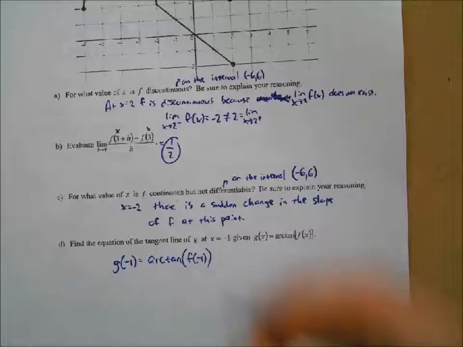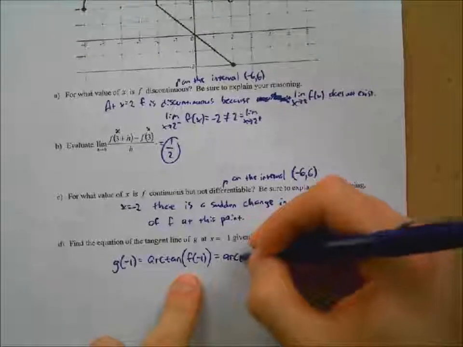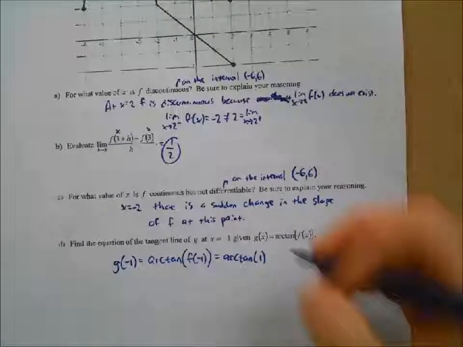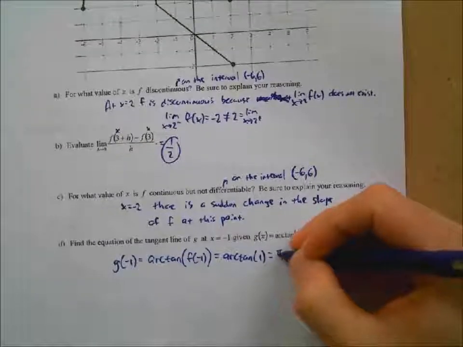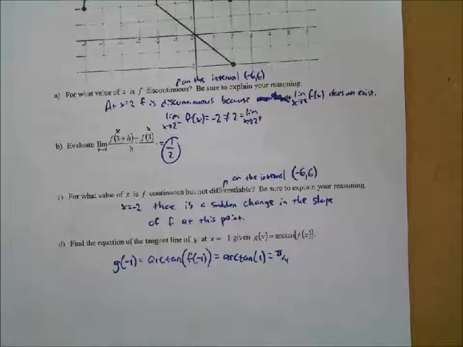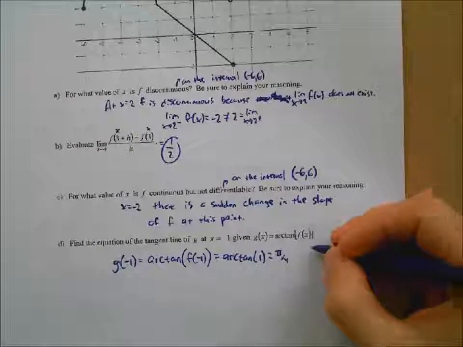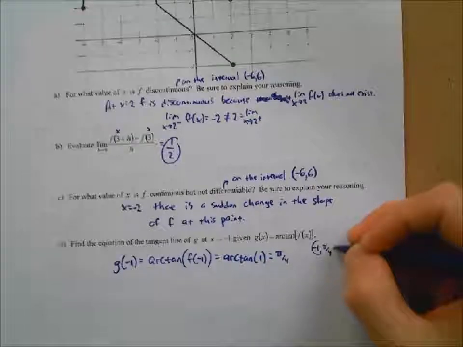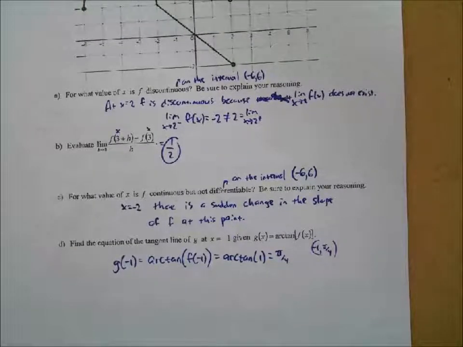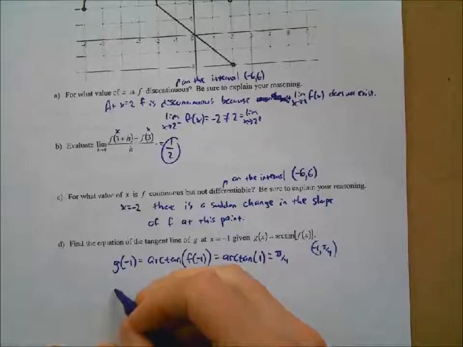Okay. What is f of -1? 1. And so this is equivalent to saying the arctangent of 1. And what is the arctangent of 1? Pi 4ths. Okay. In other words, tangent of pi over 4 gives us 1. So arctangent of 1 is pi over 4. Okay, so we have our point now, -1 comma pi over 4. And then what do we do to find the slope of our tangent line?